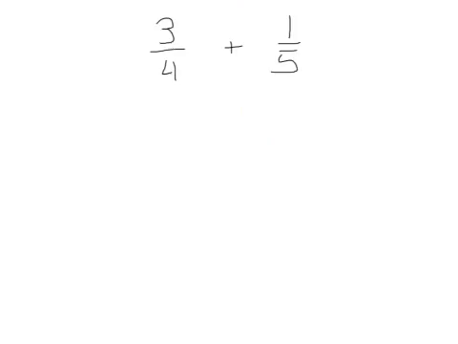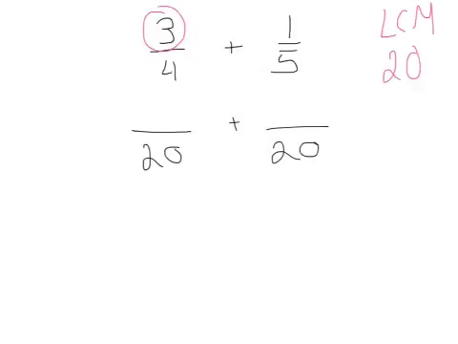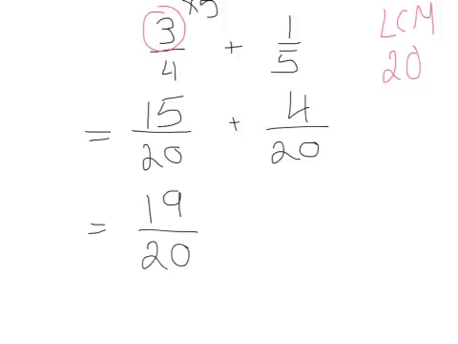Okay, what if we're not talking about a unitary fraction? What if part of our fraction is more than 1? How do we do those? Well, again, we're still looking for that lowest common multiple, and in this case it's 20. So both of these fractions are now over 20. Okay, so 4 times 5 makes 20, so we then have to multiply this by 5. So we get 15 over 20. And then 1 times 4, because we had 20. Okay, so now we have 15 20ths plus 4 20ths, so our final answer is 19 20ths.